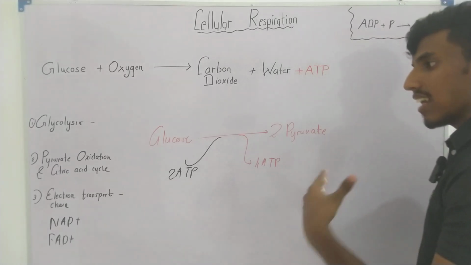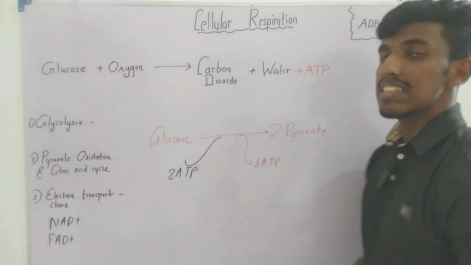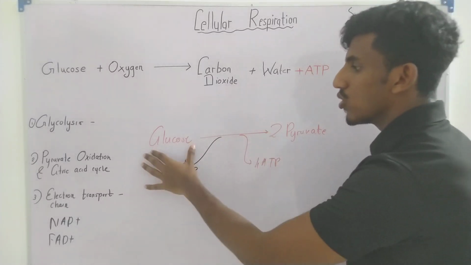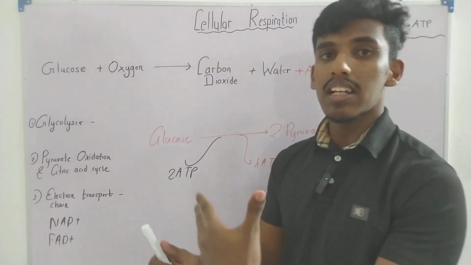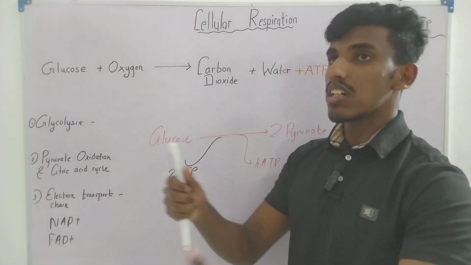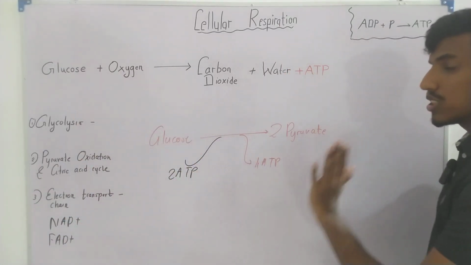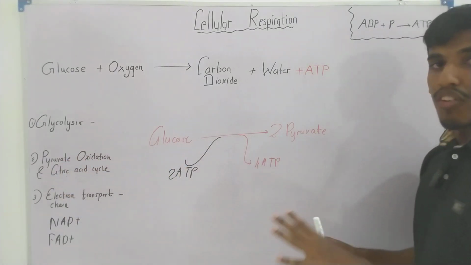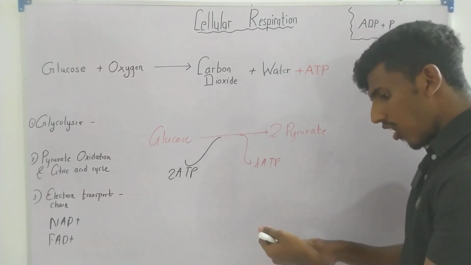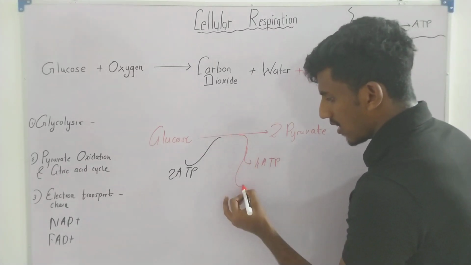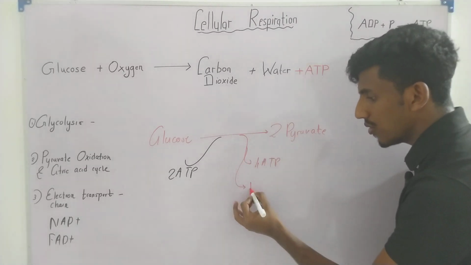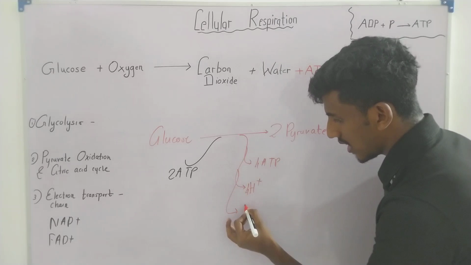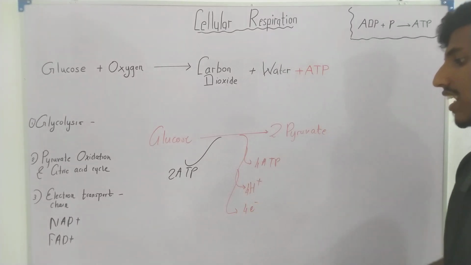So this reaction, the breaking down of glucose to pyruvate, will give out 4 ATP molecules. And another thing is, glucose to pyruvate is not a single reaction. It is a series of reactions. Let's say glucose is broken down into an intermediate product. That intermediate product is broken down into another product, and finally it will produce pyruvate. In this whole series of reactions, it will produce 4 ATP molecules. And also hydrogen ions are released. So 4 hydrogen ions are released, and also 4 electrons are released during this reaction.